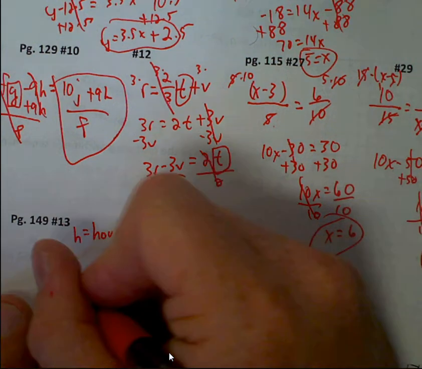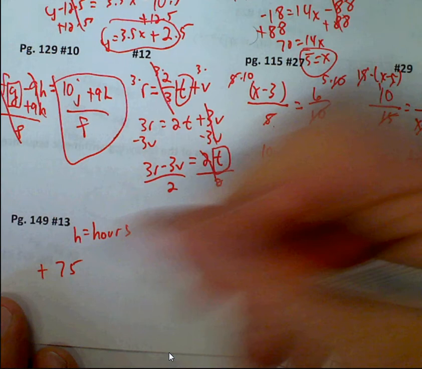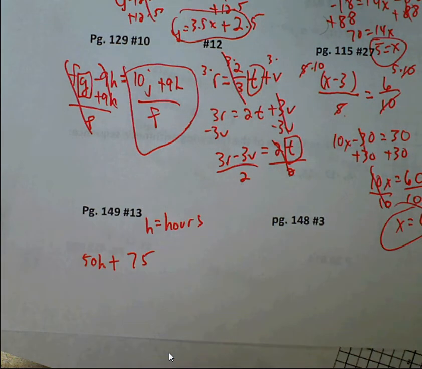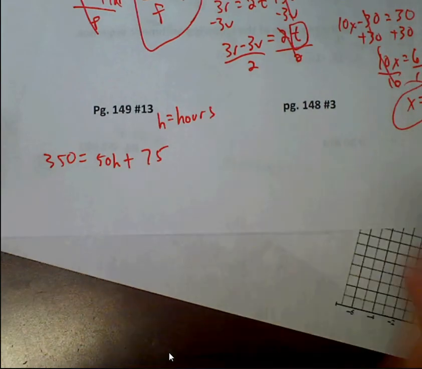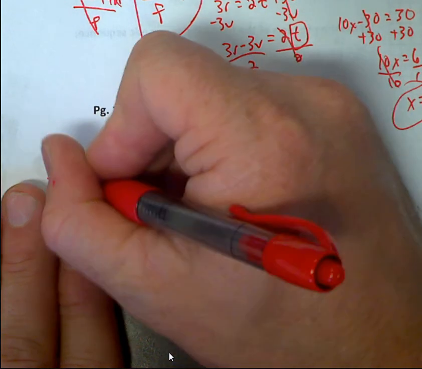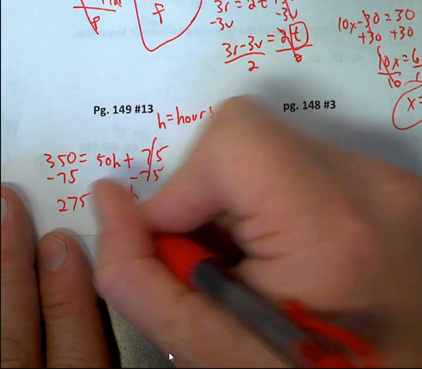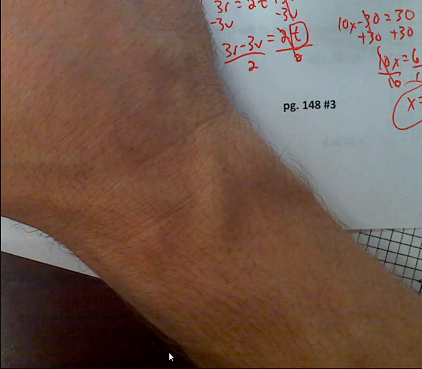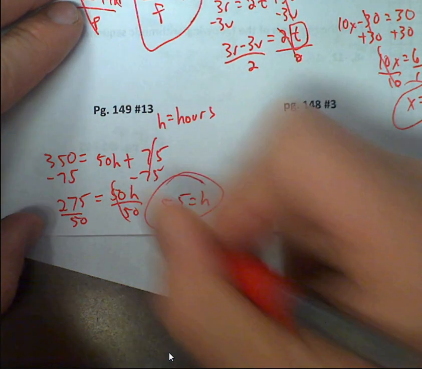So when I reread this, Laura has to pay $75 plus she has to pay $50 per hour. Laura has a total of $350. So how many hours was it? Subtract 75, subtract 75. That'd be 275 equals 50H. Divide by 50, divide by 50. 275 divided by 50 gives me 5.5. So 5.5 hours.